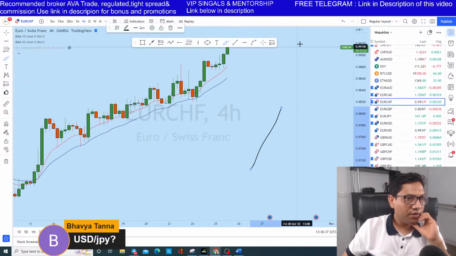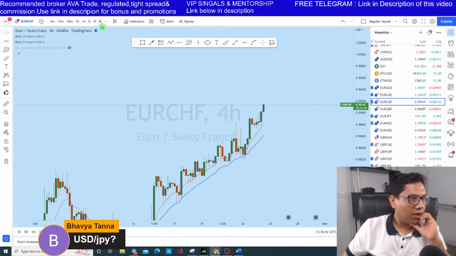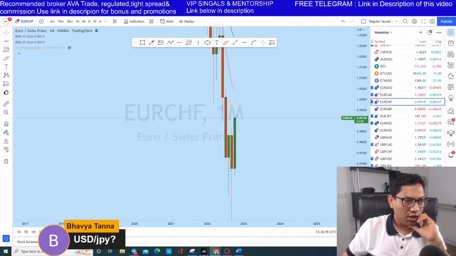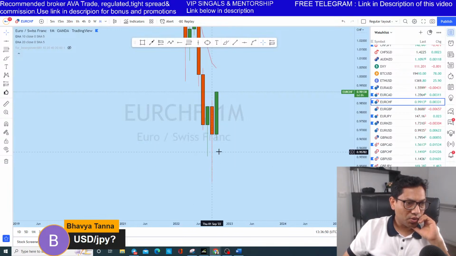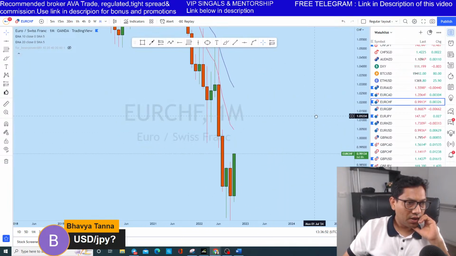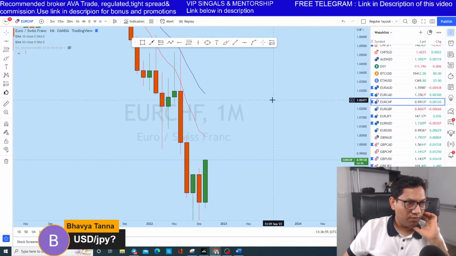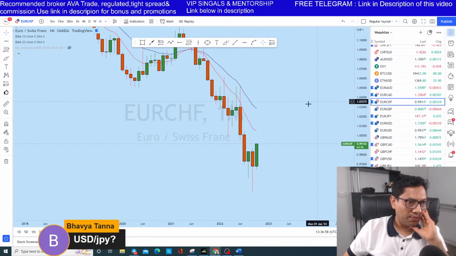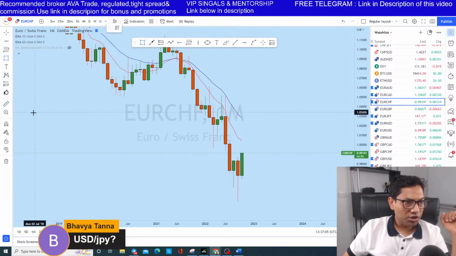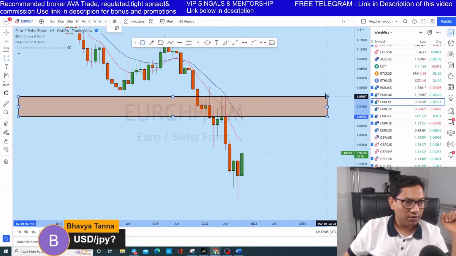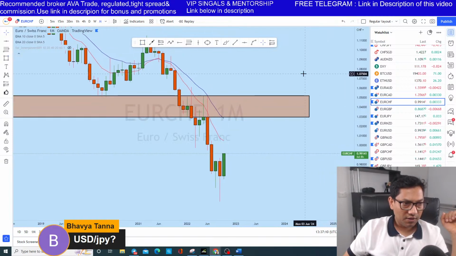Euro CHF in fact created a very strong bullish price action. What I think is that you see it has in fact bounced from this historical monthly low. Now I think Euro CHF might even go a lot to the upside. It might come to this zone now on the monthly. Euro CHF may change its trend. I think it may come back to this level.